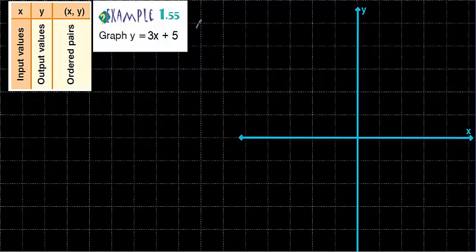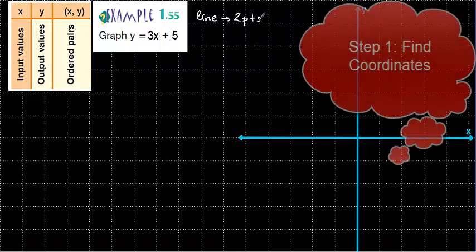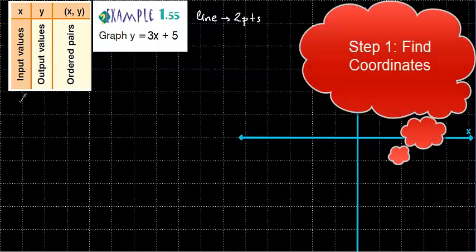For this question, I'm going to draw the graph of y is equal to 3x plus 5, and I know that this is a linear equation, that's why the graph is going to be a line, and I need 2 points only. For easy operation, I'm going to choose the x input values as -1 and 0. Then I'm going to find the output y values, make the ordered pairs, and in the last step, connect these points.